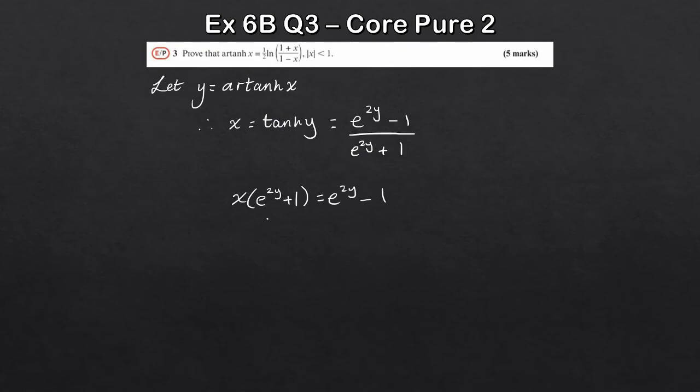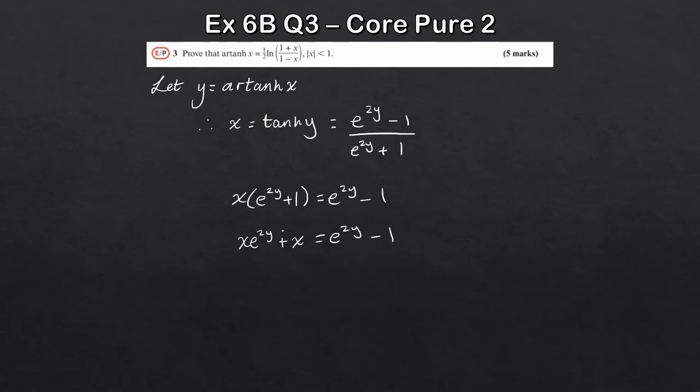Okay. Now, because our final answer ends with this being in terms of an actual logarithm, I need to rearrange this now to be in terms of e to the 2y, right? Because then we're going to take logs. So what I'm looking to do now is rearrange in terms of e to the 2y. So I'm going to multiply this bracket out here. So this will be x e to the 2y plus x is equal to e to the 2y minus 1. Okay.